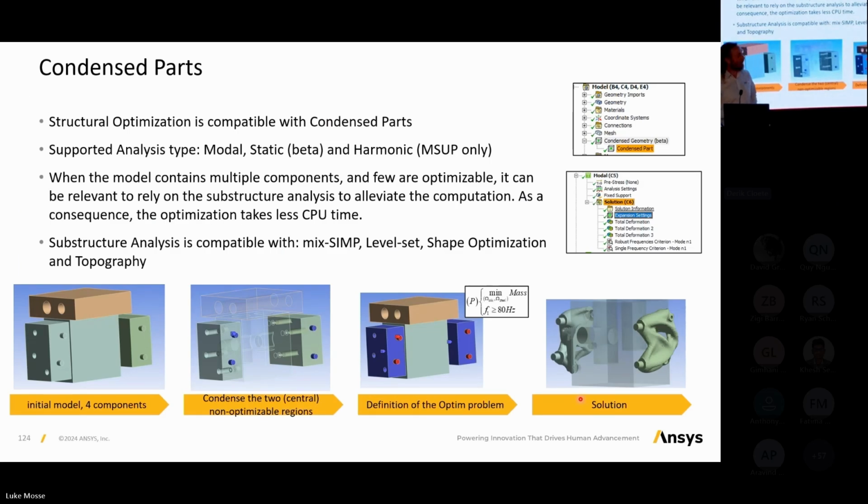And also, topology optimization works with condensed parts now as well. So if we have some complex structure with multiple bodies, and we only want to run the topology optimization on, say, these two bodies here, what we can do is we can use condensed parts or component mode synthesis to represent the other bodies. So we get the stiffness and the deformation response of these structures here, but they're represented with a super element rather than the entire mesh. And that just speeds up the whole solution because we've reduced our mesh size overall.